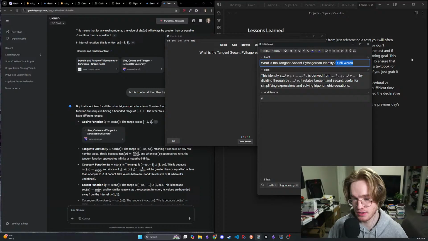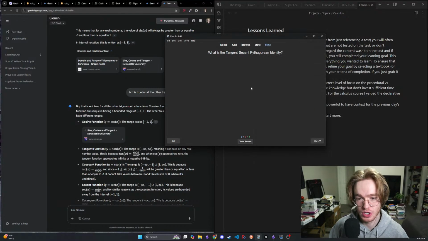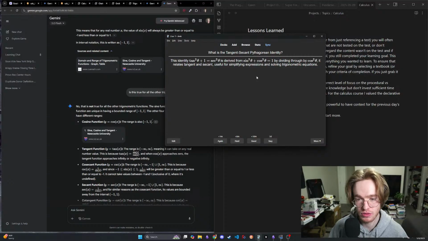Tangent secant. Okay, so the tangent secant Pythagorean identity is an alternate form of the main Pythagorean identity. So this one is tan squared theta plus 1 equals secant squared theta. And it's derived through sine squared theta plus cosine squared theta equals 1. You get this by dividing by cosine squared theta. Okay.